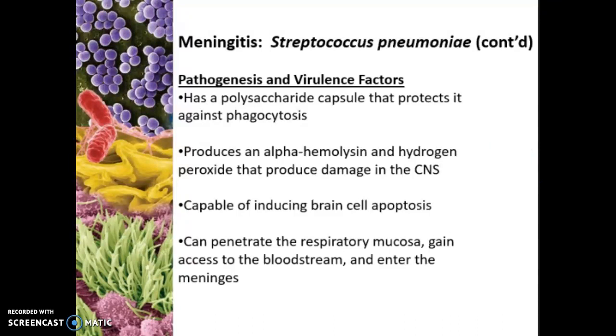It's able to produce hydrogen peroxide that damages the central nervous system. It's able to induce brain cell apoptosis, making the disease process that much worse. And it's able to simply penetrate the respiratory mucosa and gain entrance into the bloodstream and then enter the meninges.